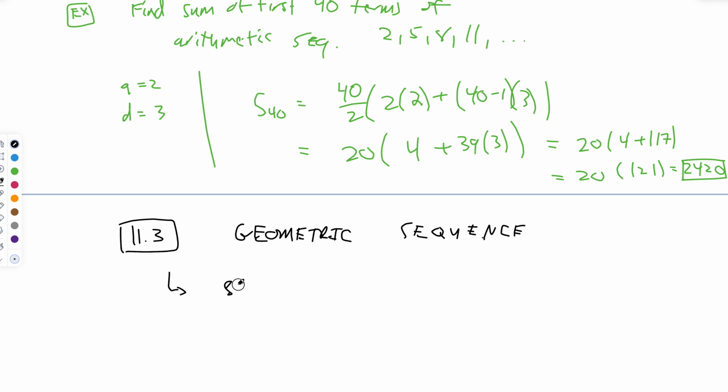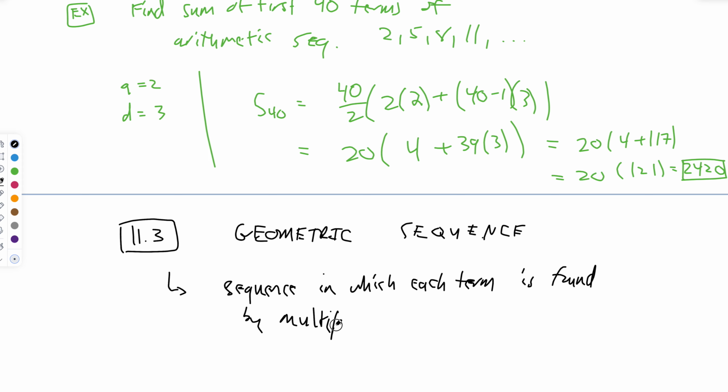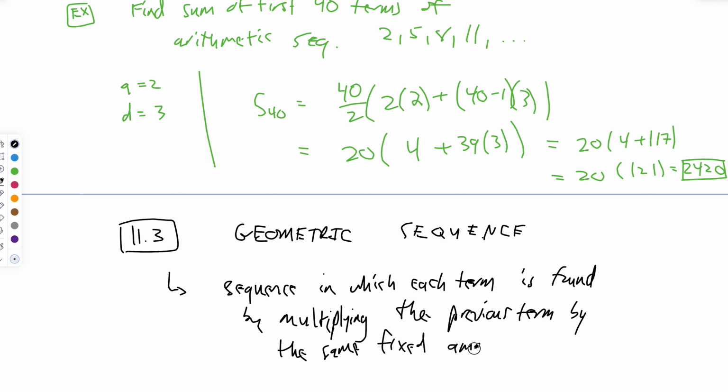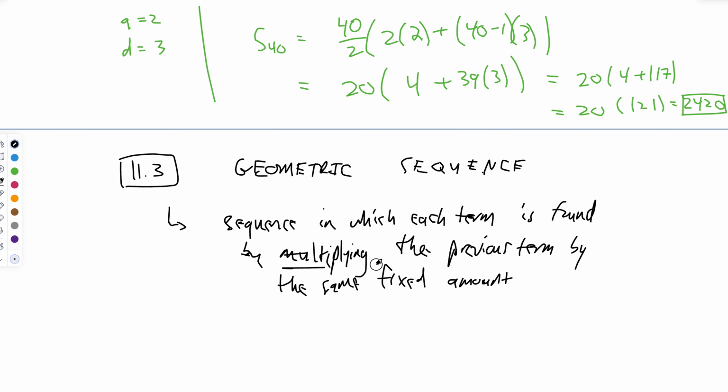So a geometric sequence is a sequence in which each term is found by multiplying the previous term by the same fixed amount. Okay, so very similar to the arithmetic, except we're not adding, we are multiplying. We are multiplying the same fixed value, we're not adding it.